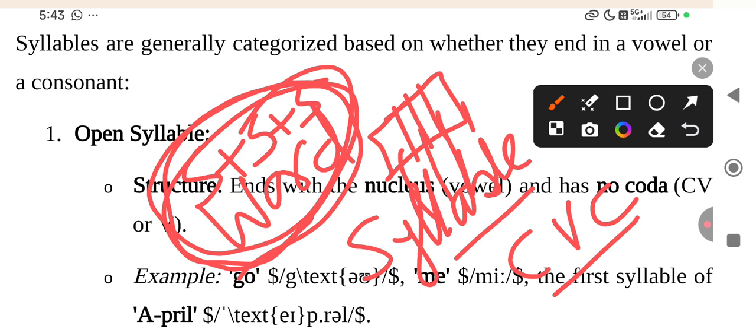But the core part, the mandatory, obligatory part, is the vowel. Sometimes it can be a consonant, but that's a different case. Whenever we talk about syllables, we are talking about vowels, and we can say matra, because matra is formed from the vowel.